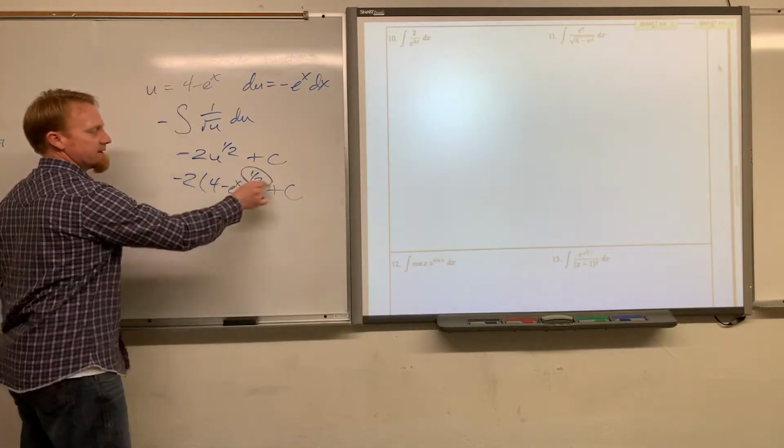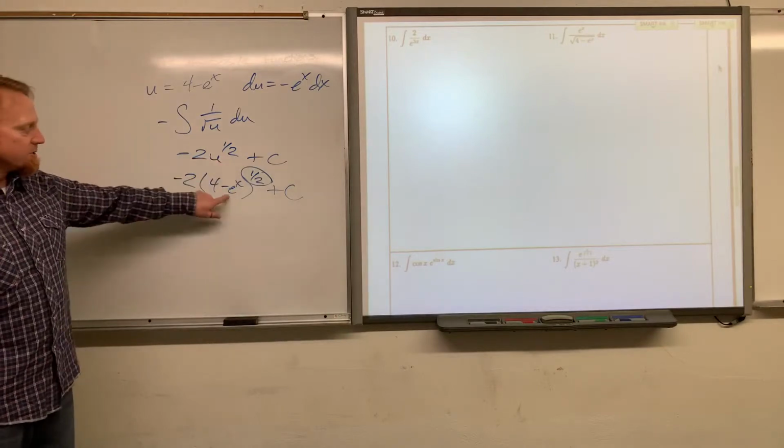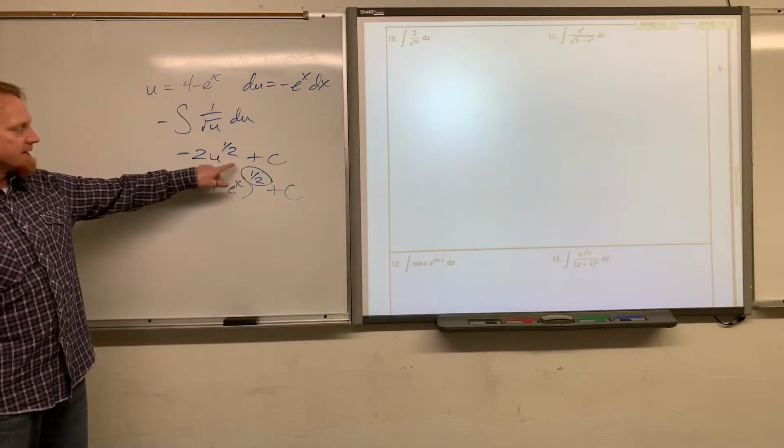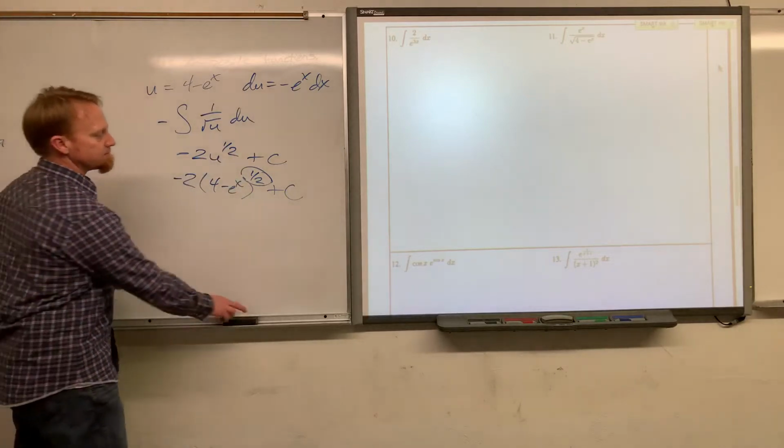And this is another thing I noticed on the quiz: you integrated correctly here, and then when you put your u back in, you forgot to put this exponent down. So make sure once you have an exponent, you bring it down. Don't forget about that.